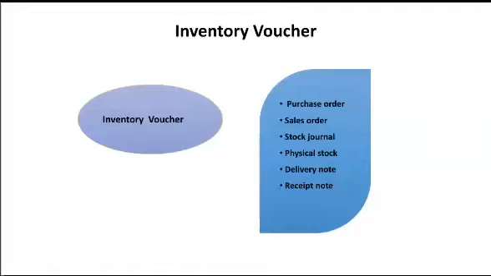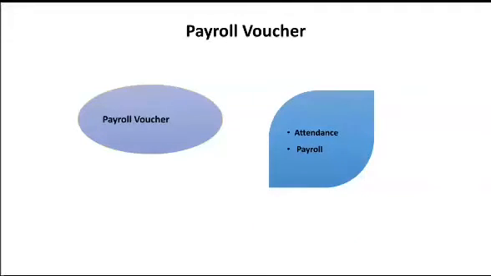Next one is delivery note. It gives physical delivery of goods sold to a customer. Next one is receipt note. Receipt note is for recording physical receipt of goods purchased from vendor. For that purpose we are recording this type of voucher. These are all included in inventory voucher. Next one is payroll voucher. In payroll voucher, it's purely for attendance and payroll section. In attendance, they maintain all the employees' attendance details in this voucher. In payroll, it's purely for salary calculation purpose for each and every employee.